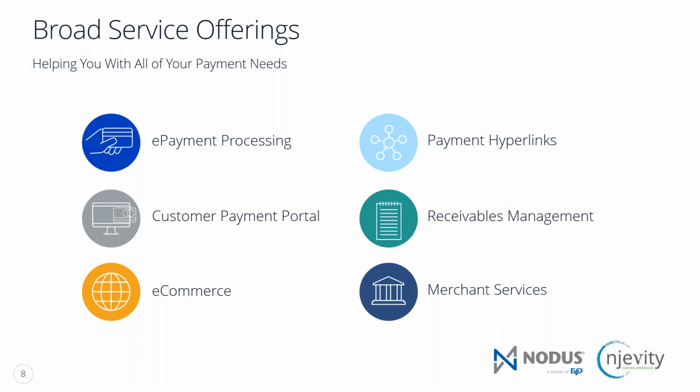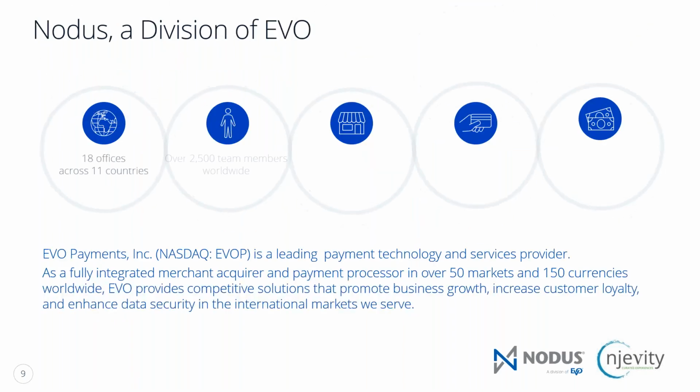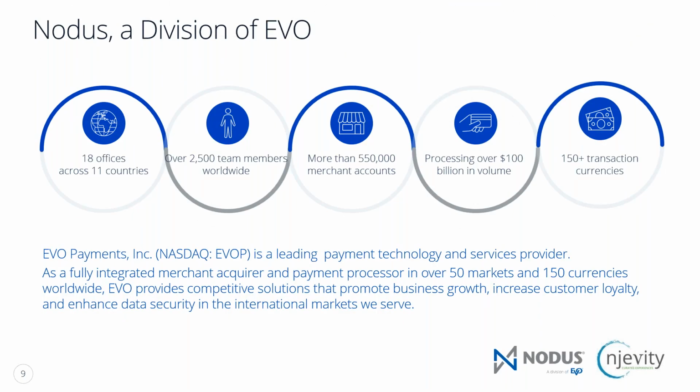And then lastly, most importantly, we are also a service processor. We're one of the largest processors globally. And we essentially do everything in-house, like your credit card processing and your ACH. With us, we don't have to bring in any third party because we are essentially a division of a company called Evo. Evo is one of the largest payment processors globally.